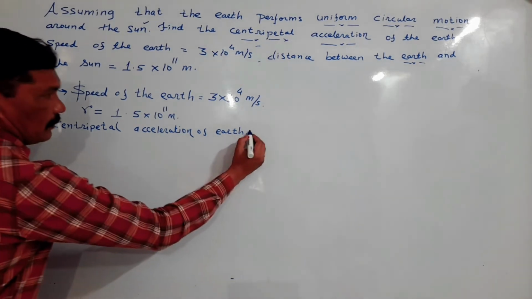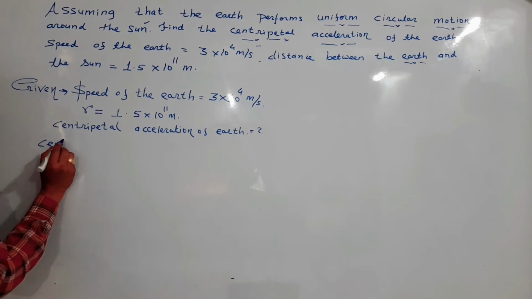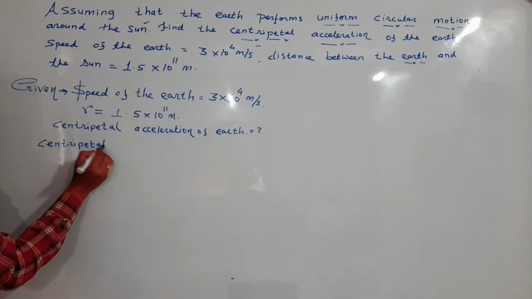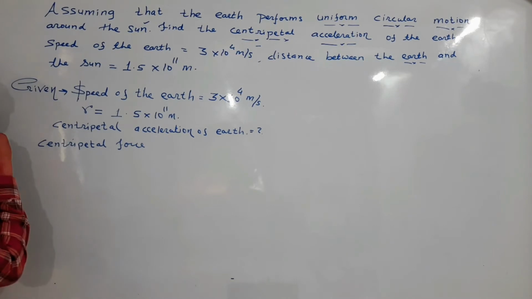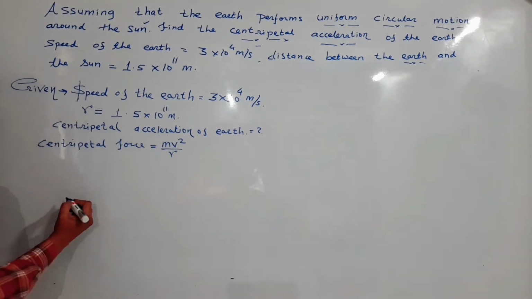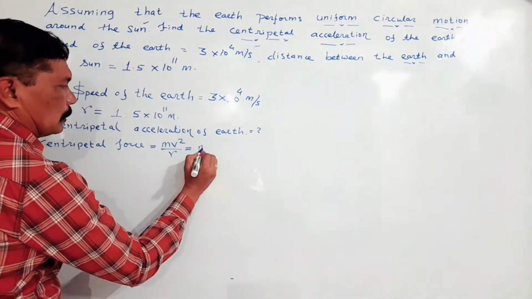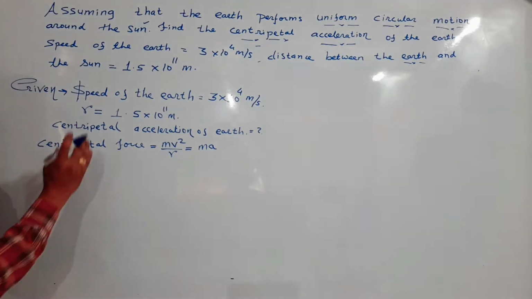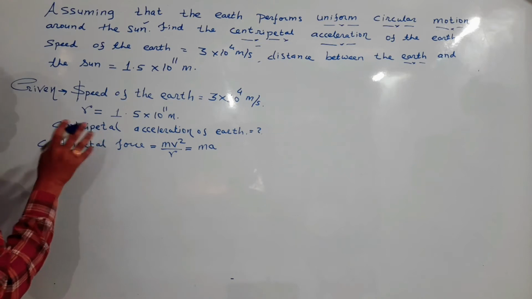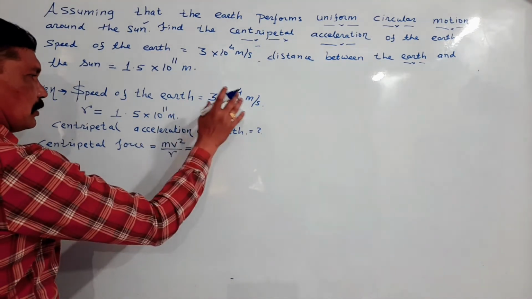My dear student, we know one formula, that of centripetal force. Centripetal force is equal to mv square upon r. We also know one formula of force, that is force is equal to ma. Now, on this understanding, we can derive the formula of centripetal acceleration and can easily find the centripetal acceleration of the earth.